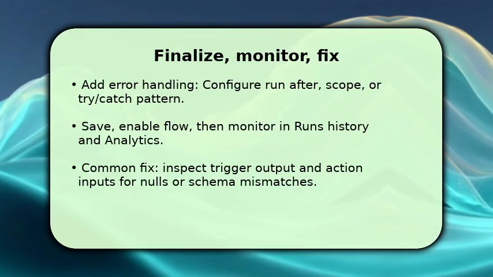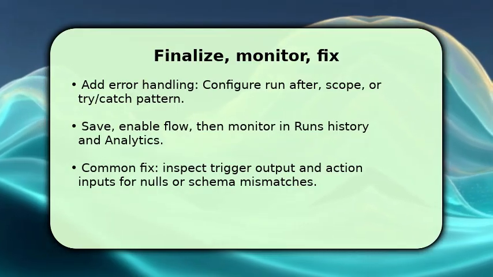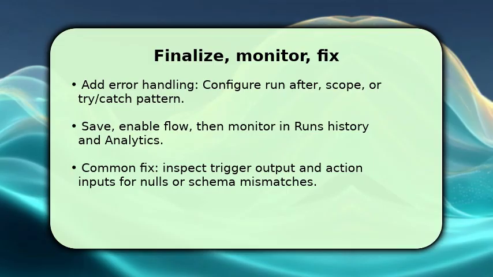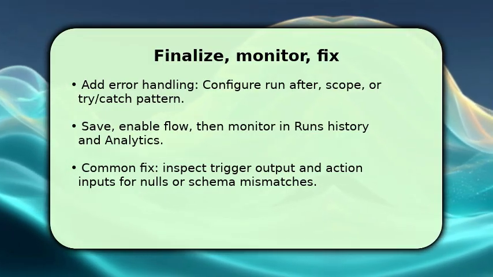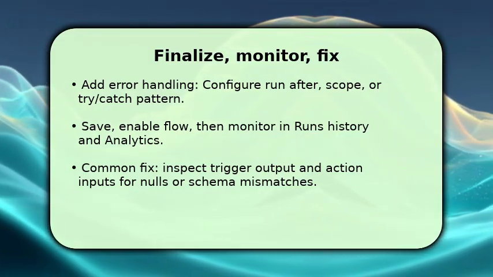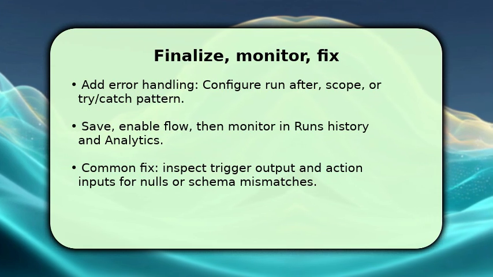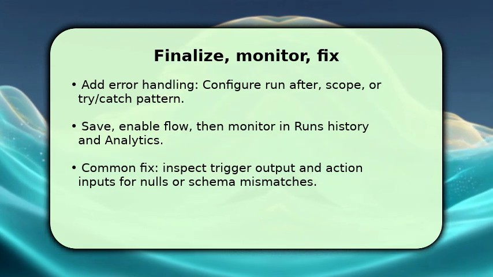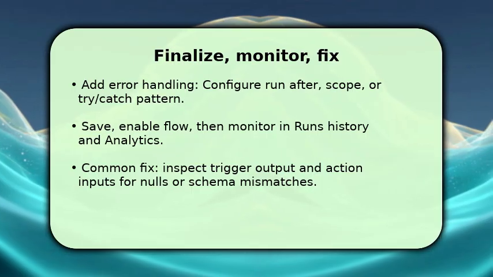If something fails, check the failed run details. Inspect trigger output and action inputs for nulls, schema mismatches, or missing permissions. One key troubleshooting tip: replay with sample data after adjusting a schema or expression to confirm the remedy works.